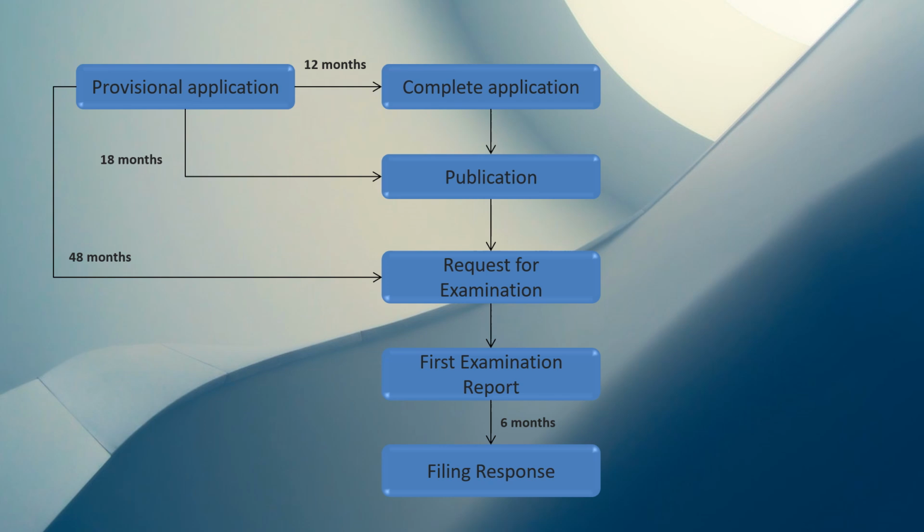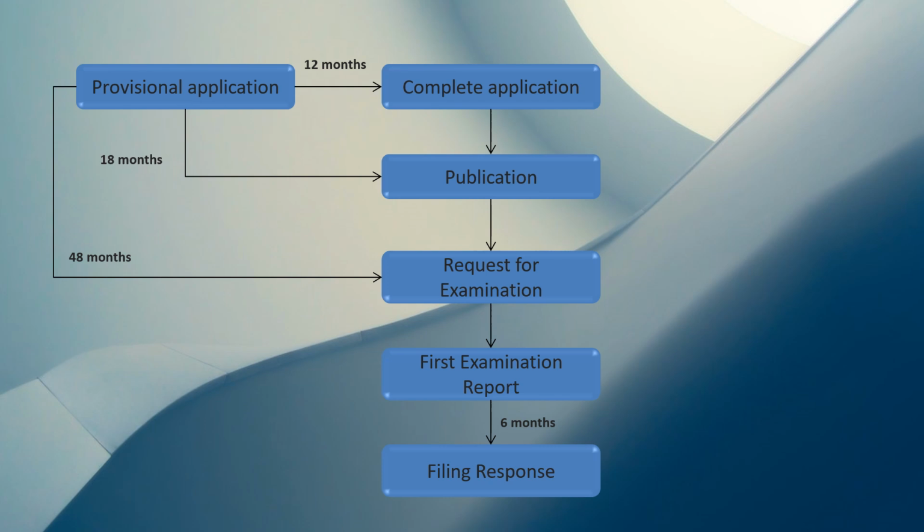If the invention is at a very initial stage, one can file a provisional application, and then within 12 months, one can file a complete application. There is no restriction in the 12-month period. So if someone wants, they can file even after a month of filing a provisional application, or they can file on the last date of the 12-month period. So there's no restriction or no such rules on that date.